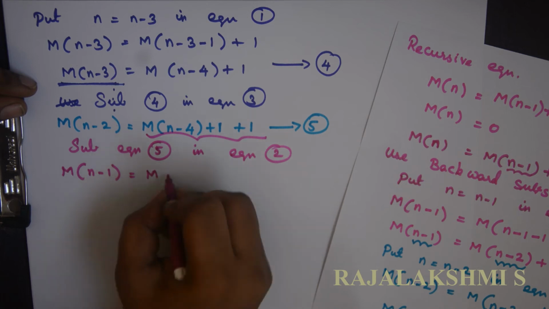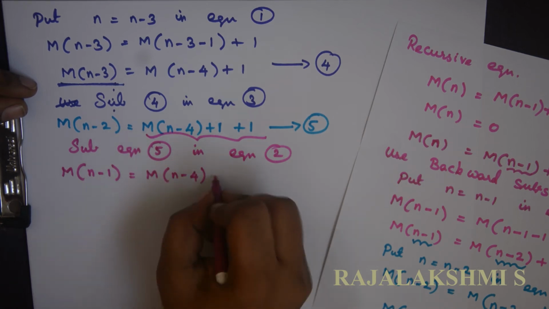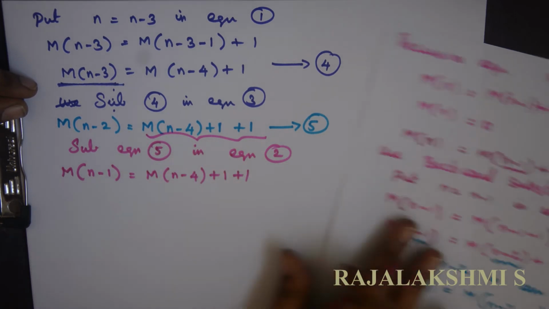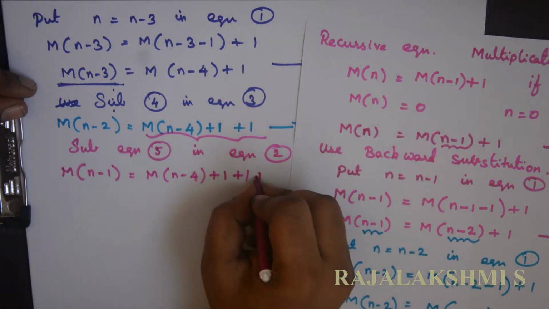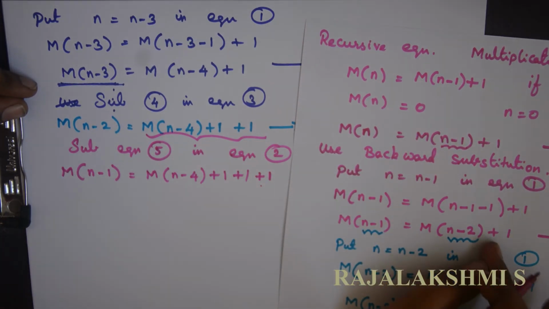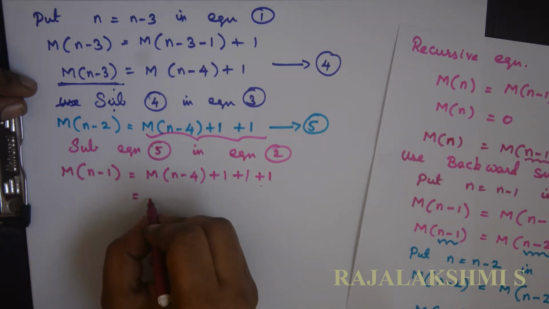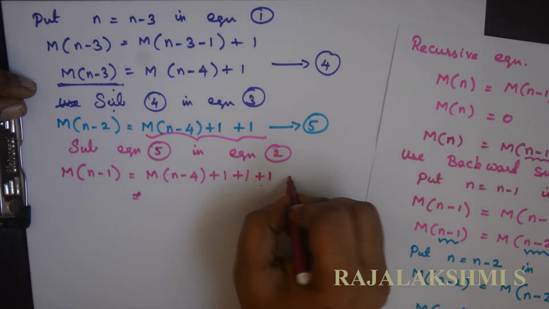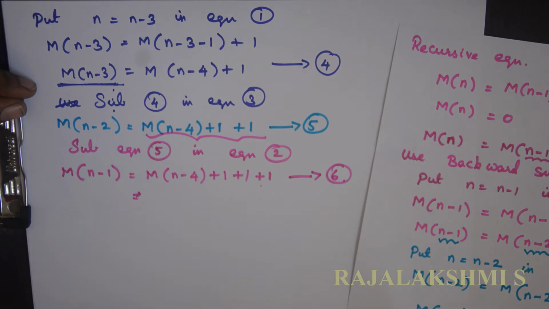So we should write it as m of n minus 4 plus 1 plus 1, and here we are having plus 1, so that we will write. So this plus 1 is present in this equation. So now it will become okay. So let us number this equation as equation number 6.